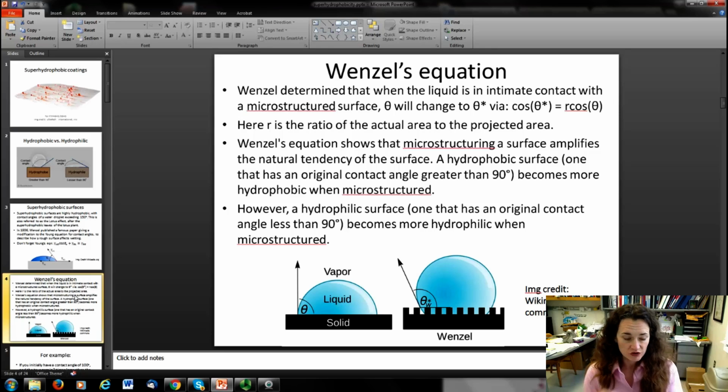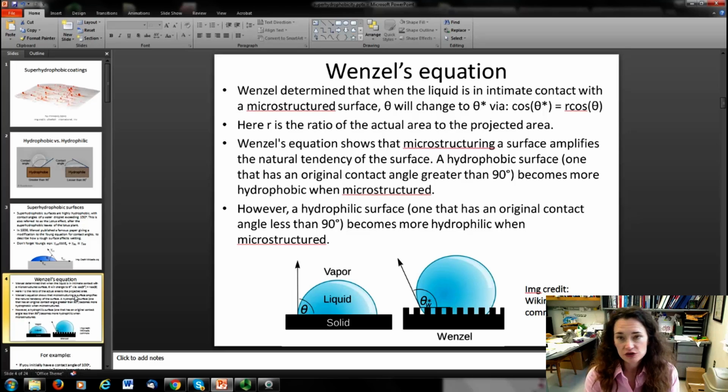So, for example, if you were looking straight on at a circle, the apparent area would be, say, pi r squared. But if it has a lot of microstructure to it, it could be a lot rougher. And that means that the true area could be much, much greater than pi times the radius of that apparent circle squared. Okay? Now, Wenzel's equation shows that microstructuring a surface actually amplifies the natural tendency of that surface.